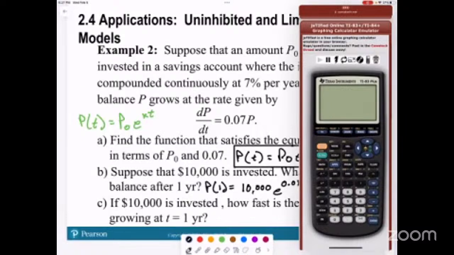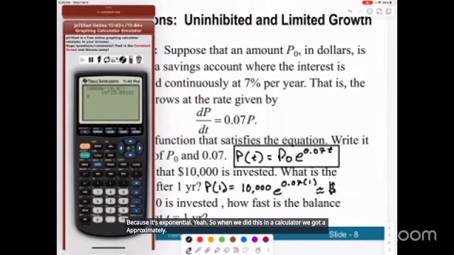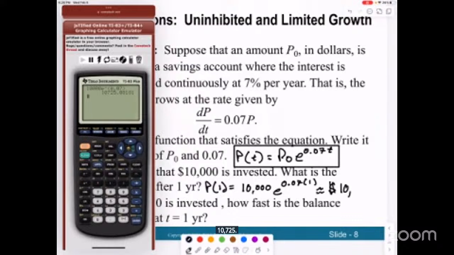Okay. So let's just do 10,000 times e to the 0.07 times 1, right? Because it's after 1 year. So 7%: 10% would be 1,000, 1% would be 100, so $700 added on? No, a little bit more because it's exponential. Okay, so when we did this in the calculator, we got approximately 10,725 and 8 cents.